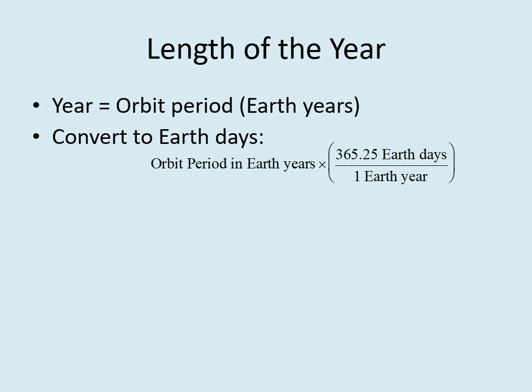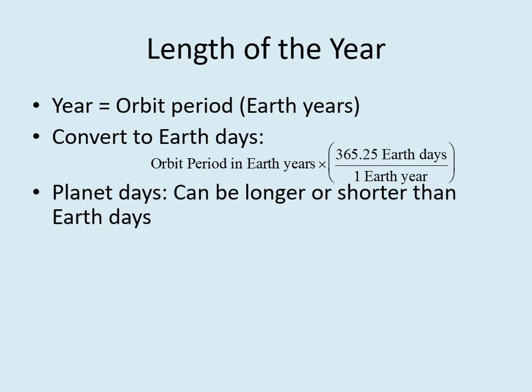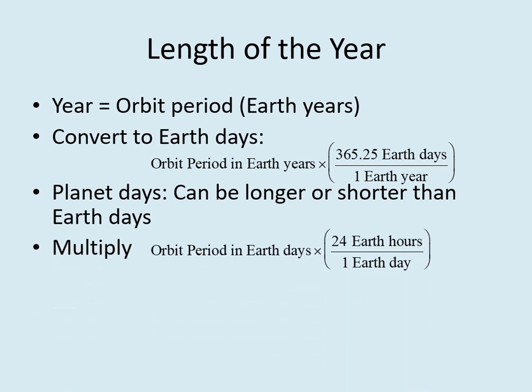The last set of units to convert to is the planet's days. Since the planet isn't the Earth, its days are generally a different length than Earth days, so the number of days in the year will be different. At the moment, we know the length of the planet's days in Earth hours. That was our answer to Part A. So our first step is to convert the planet's year into Earth hours. Since there are 24 Earth hours in 1 Earth day, just multiply the length of the planet's year in Earth days by 24 hours divided by 1 Earth day.